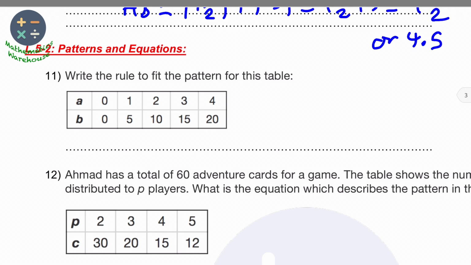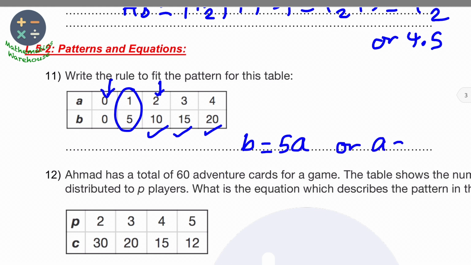Maybe if A equals 1 and B equals 5, we add 4, but it doesn't work here. So maybe we multiply it by 5. Let us check here. Is 2 times 5 equals 10? Yes, so it works. 3 times 5 equals 15, and 4 times 5 equals 20. So now we are sure that B equals 5A. Or we can say A equals B divided by 5.